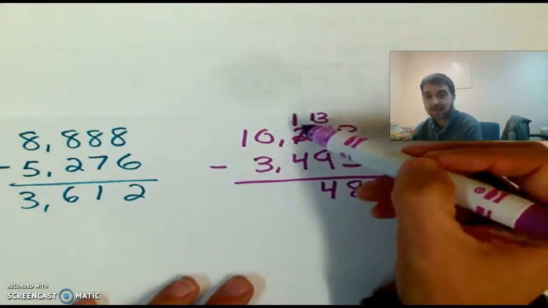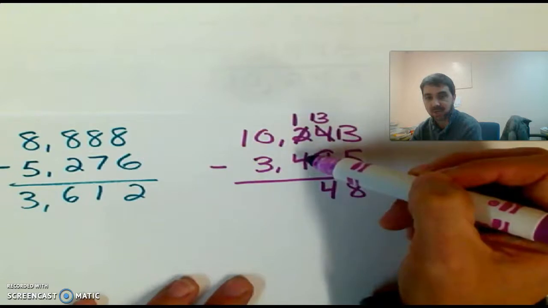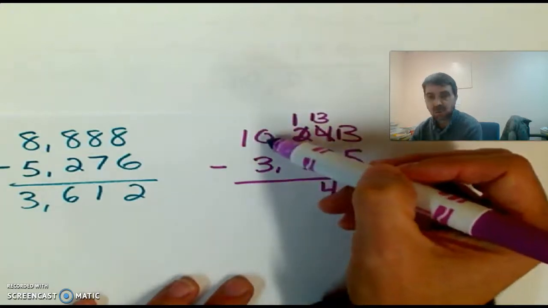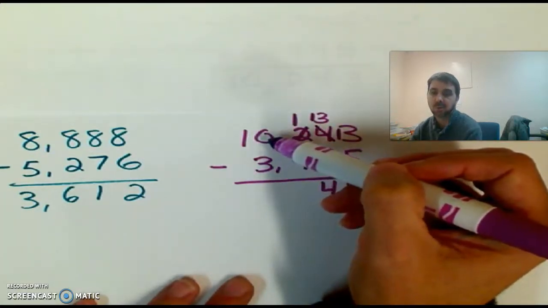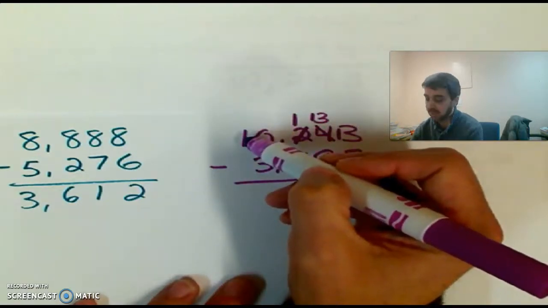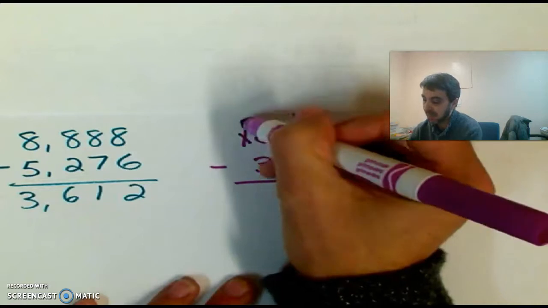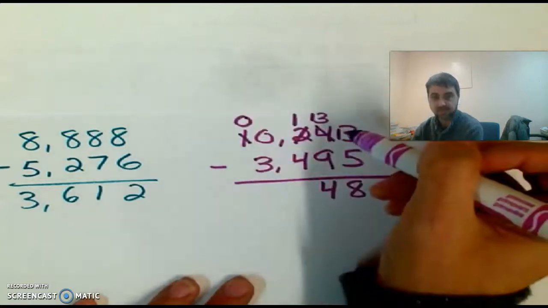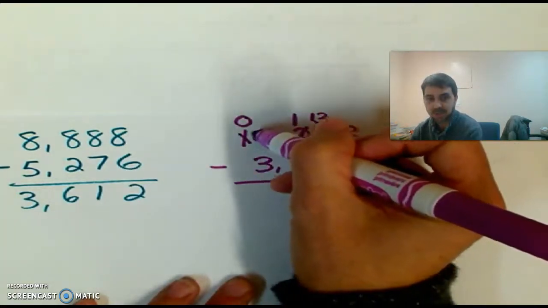All right, now I can't take 4 from 1. I don't have enough to take from, right? So I go next door. Oh, boy. Nobody's home. There's nobody there at the thousands place. So I go to the 10,000s place. And I take that one away. So there's none left. And I give all 10.